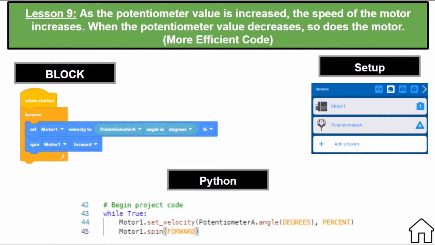In Lesson 9, we're going to take a look at the potentiometer controlling a motor, just like we did in Lesson 8. However, with Lesson 9, we're going to be a little more efficient with the code and actually gain greater control. Let's take a look at what this is going to look like.